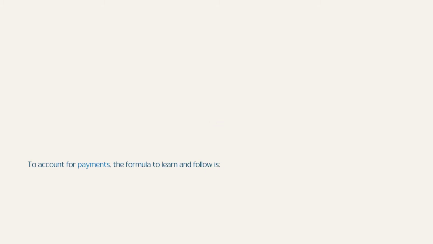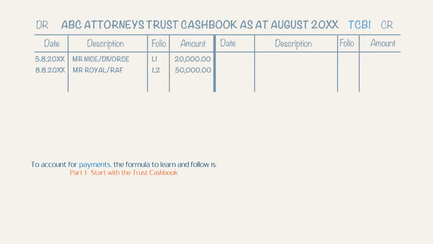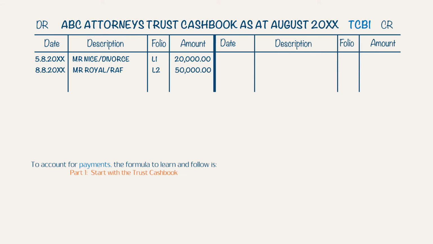Transaction 3. On 11 August 20XX, the firm paid Dr. Ramela 6,500 Rand from the money received on behalf of Mr. Royal for medical assessments carried out. To account for payments, the formula to learn and follow is: you always start with the trust cashbook. Part 1. Start with the trust cashbook.